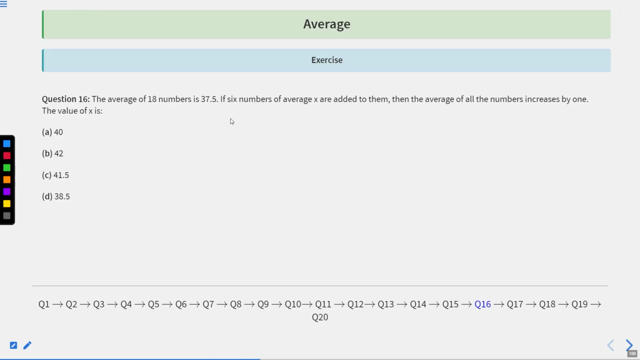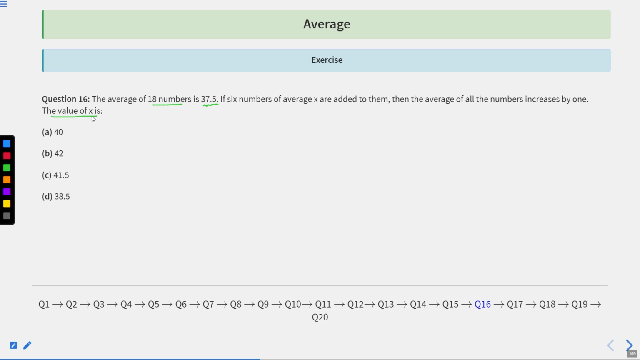Let us move ahead to problem number 16. The average of 18 numbers is 37.5. So there are 18 numbers whose average is 37.5. If 6 numbers of average x are added to them, then the average of all numbers increases by 1. Then the value of x is.